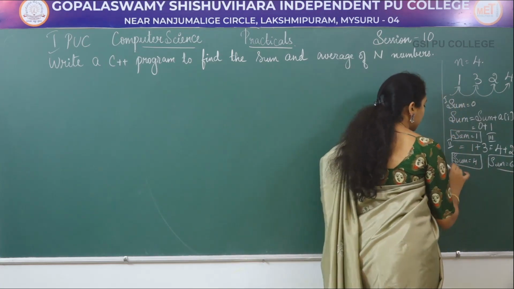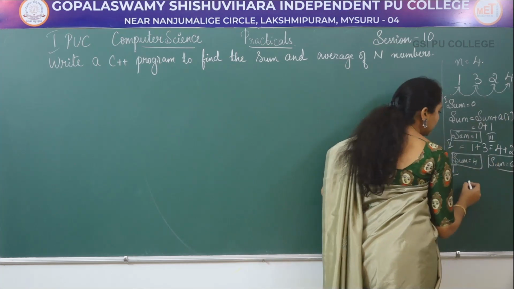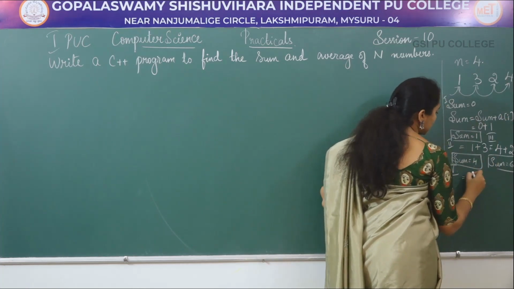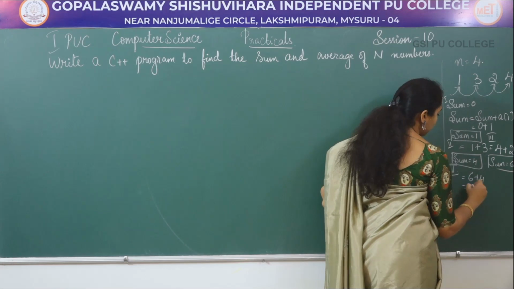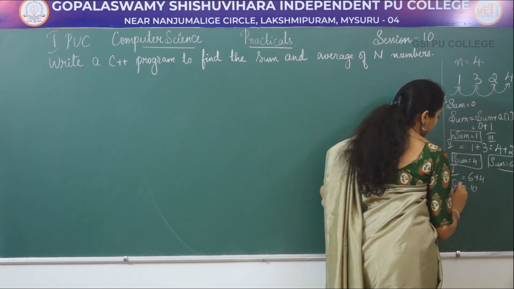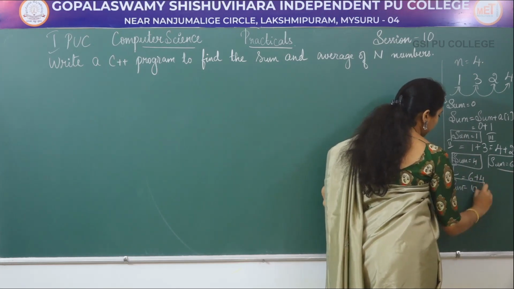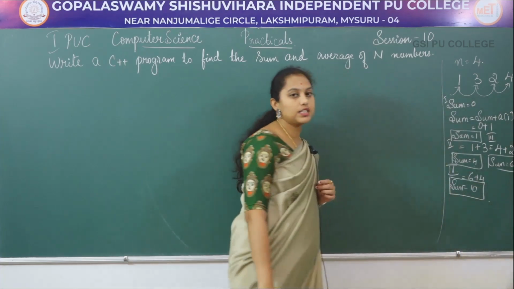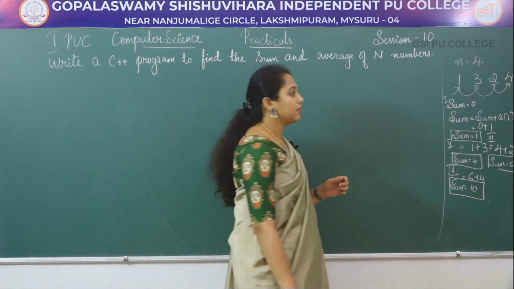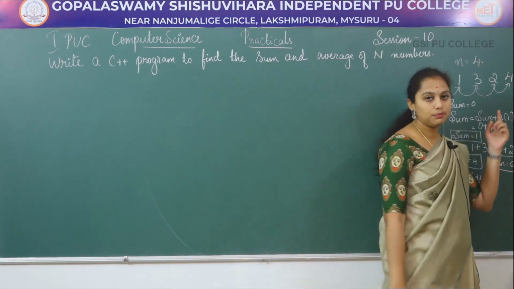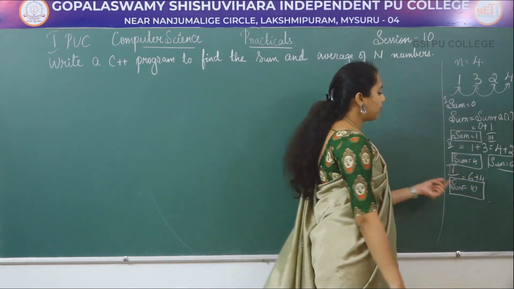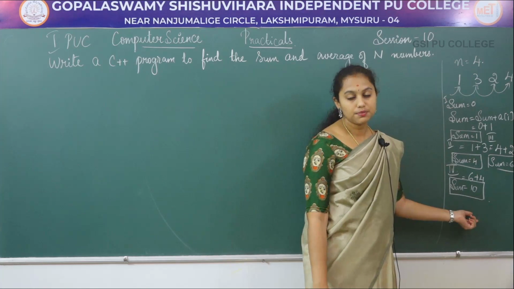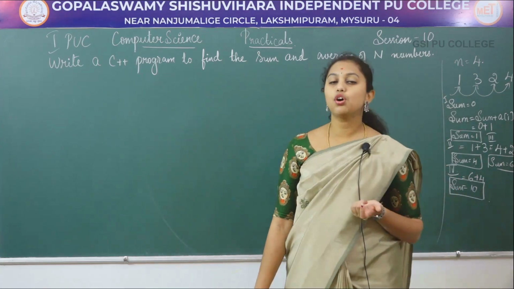In the fourth iteration, I am going to add the last number, that is 6 plus 4 becomes 10. So sum becomes 10. So till the last number of the array, we are going to add the numbers one by one. So after finding the sum of n numbers, we have to find the average of n numbers.